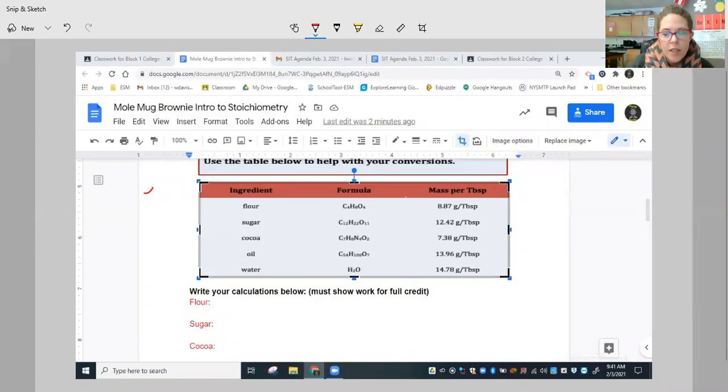Okay, so I'm going to give you a walkthrough on how to do one of the calculations for the mug brownie.